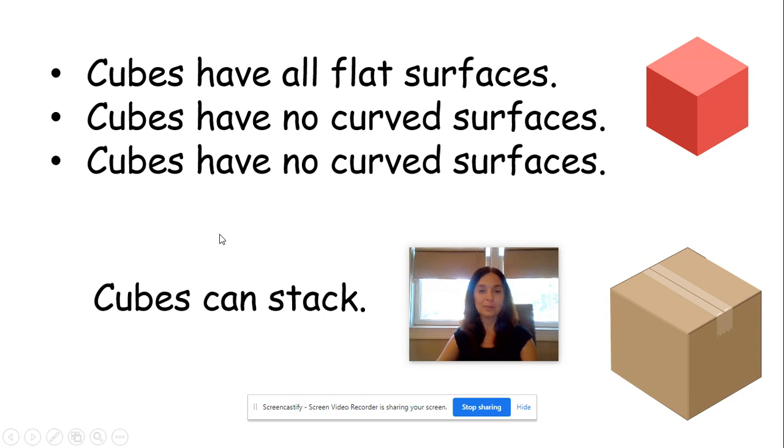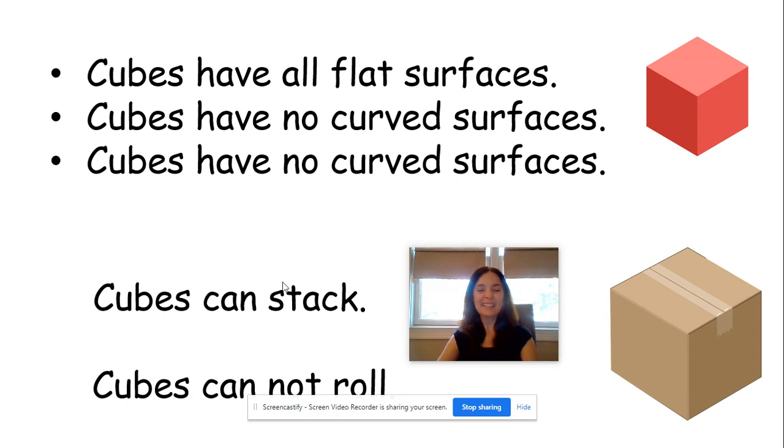Can you roll a cube? Cubes cannot roll, right? We would need a curved surface in order for the shape to roll, and cubes have no curved surfaces, but they have how many flat surfaces? Do you remember? 6. Good job.